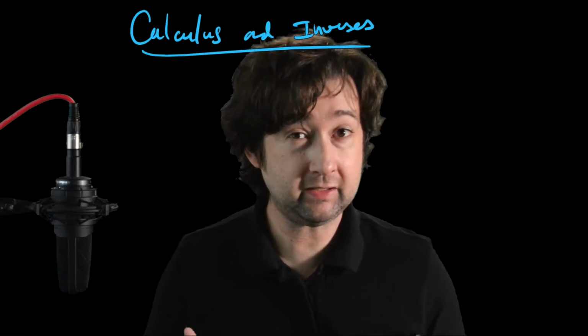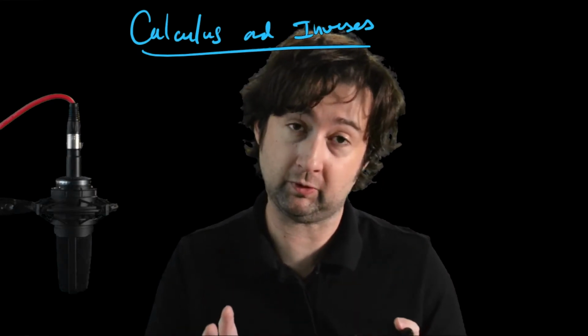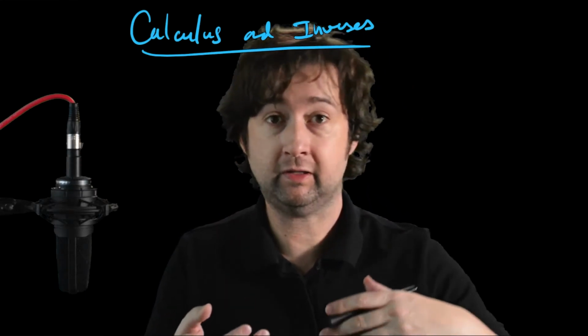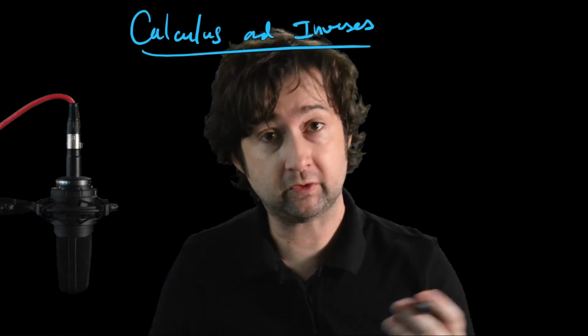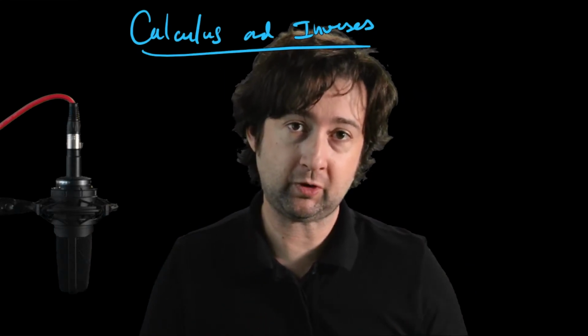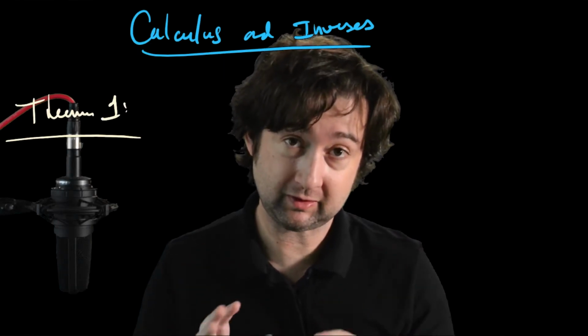So I can only do calculus on functions that are at least continuous, and I can only take derivatives for functions that are differentiable. So my hope is that if f is continuous, then its inverse is continuous. And if f is differentiable, then its inverse is differentiable. And both of those properties turn out to be true. So the first theorem says that if f is continuous, then its inverse is.